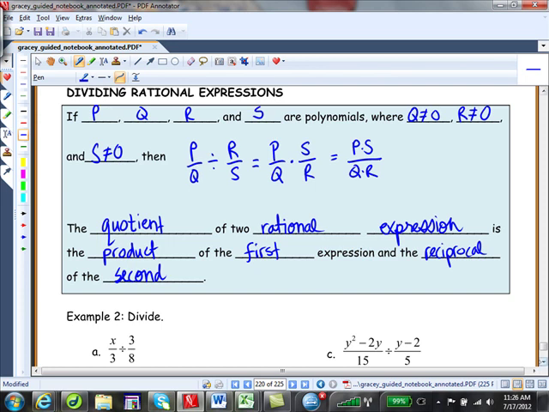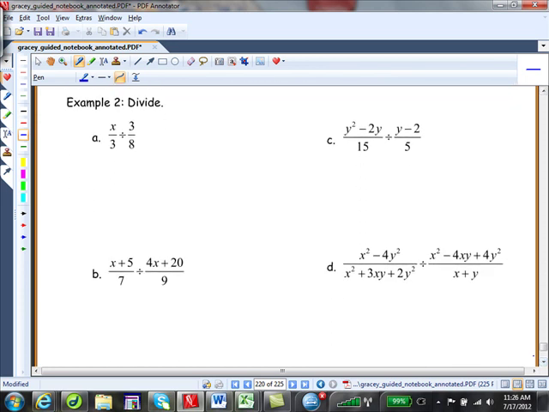So here we go. Example 2, divide. Following our rules, we rewrite this as x over 3. Now we want to change that to times, but nothing in math is free, right? So we need to invert and multiply. Then this becomes x times 8 over 3 times 3. And then we'll get 8x divided by 9, and we're done.